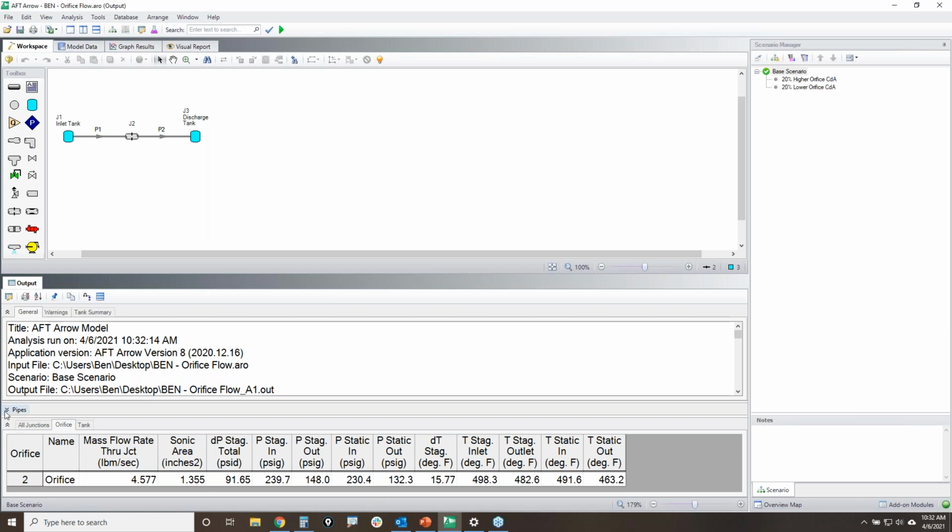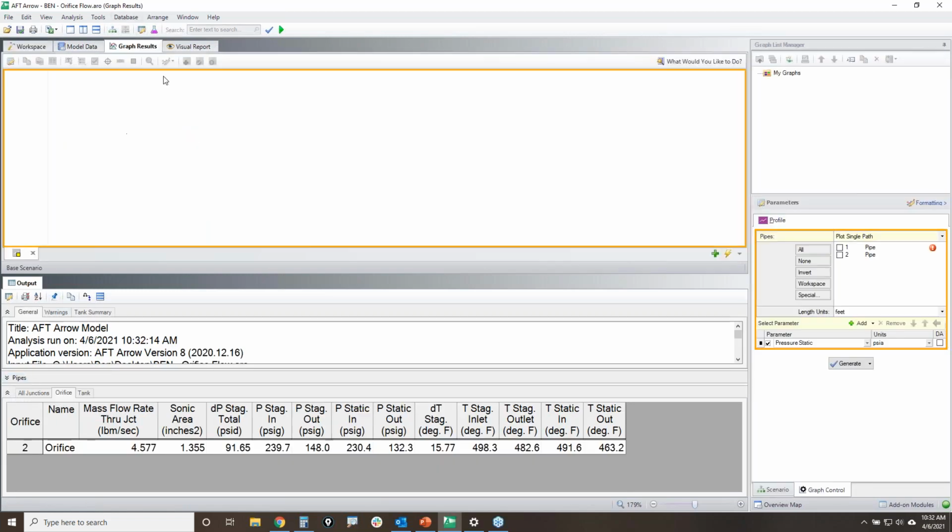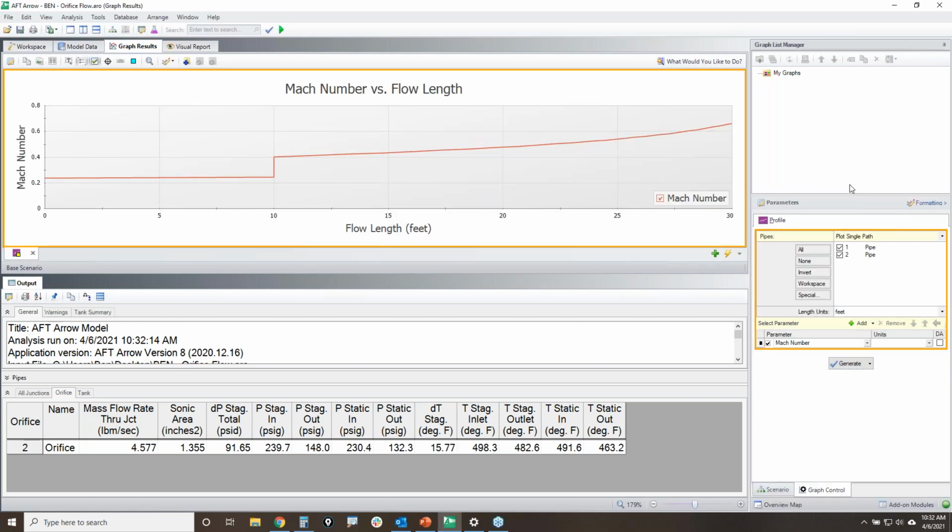If I was to do a graph of the Mach number, let's change this to Mach number. Here, this is what we see at the outlet. So it's not at a Mach number of 1. So that's what we have going on there.